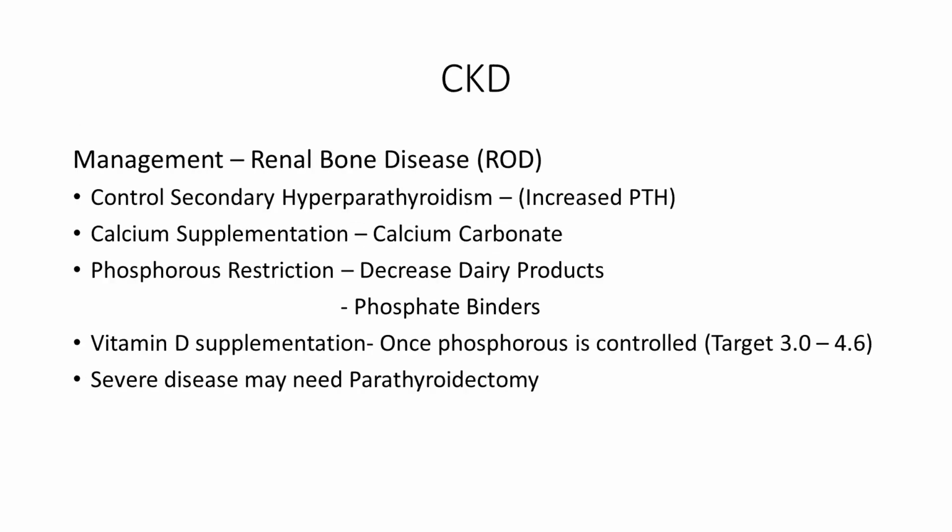Now, to control renal bone disease, control secondary hyperparathyroidism, which is an increase in PTH. This can be achieved with calcium supplementation in the form of calcium carbonate, restricting phosphorus in the diet by avoiding dairy products, and use of phosphate binders. Vitamin D supplementation is given once the phosphorus is controlled in the range of 3 to 4.6, because these patients are hyperphosphatemic. The first target is to decrease phosphorus levels in the blood, and only then you can use vitamin D supplementation. And in severe cases, they may need parathyroidectomy, which is again a major surgical procedure.